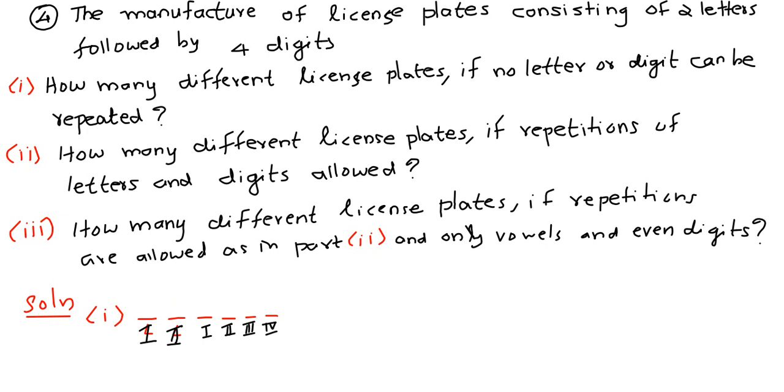Here, no letter or no digit can be repeated. There are 26 choices for the first place for a letter, but we fix only one. So there are the remaining 25 choices in the second place for a letter.